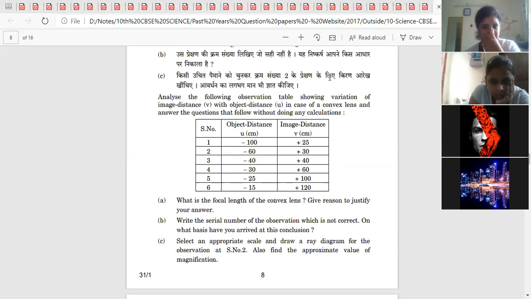So it won't be plus, it will be minus. It will be minus distance, yes. V value will be negative.